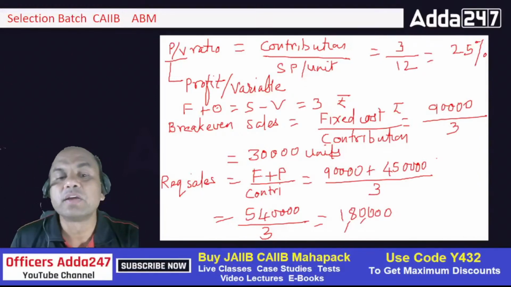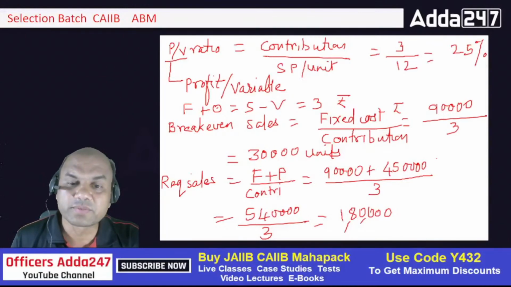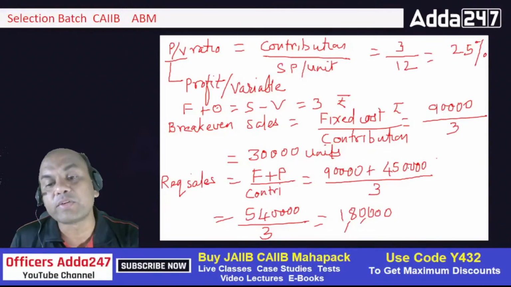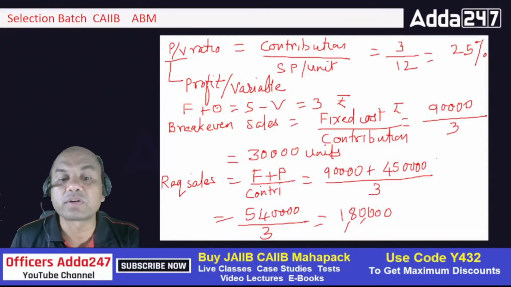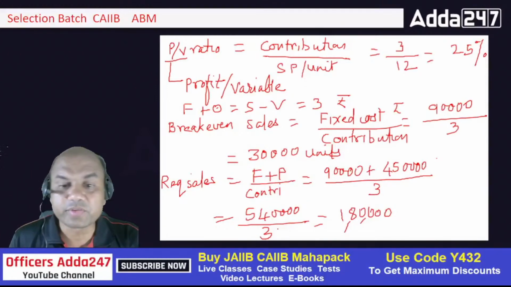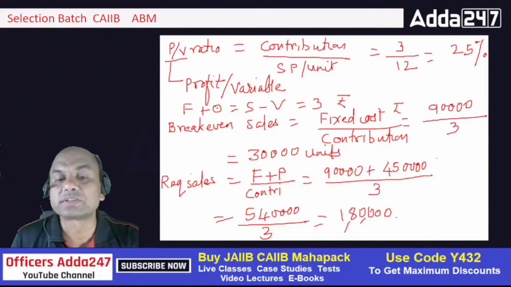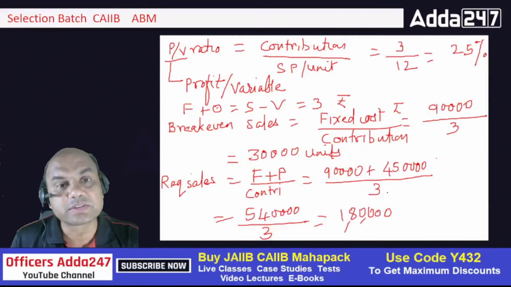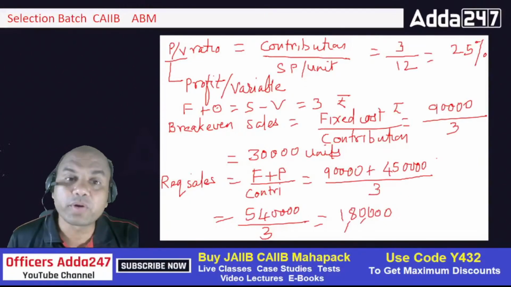So what is given? Fixed cost I know, 90,000. Profit is 4,50,000. And contribution is 3 only. So 90,000 plus 4,50,000, that is 5,40,000 divided by 3. Okay, so it is 1,80,000 units. So to earn a profit of 4,50,000, I'll have to produce 1,80,000 units. So this is the main point.